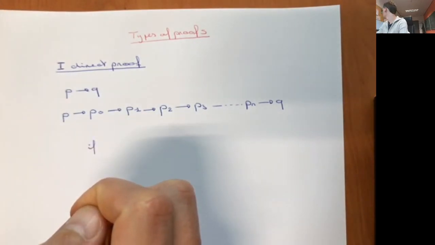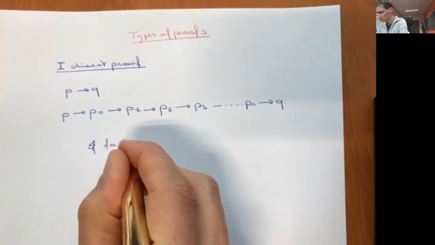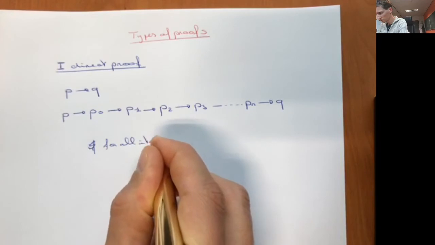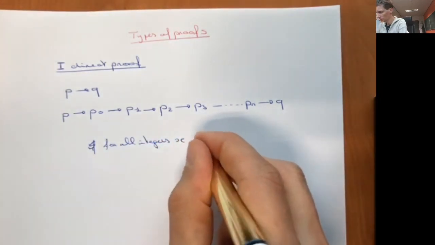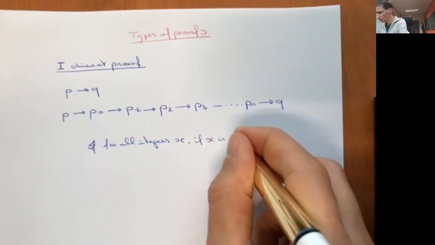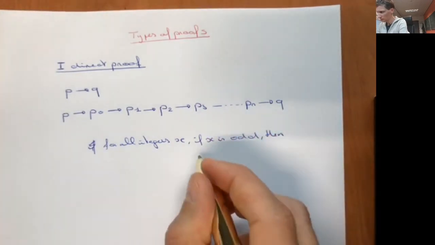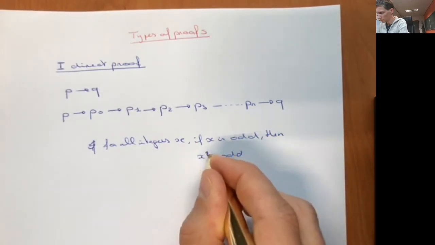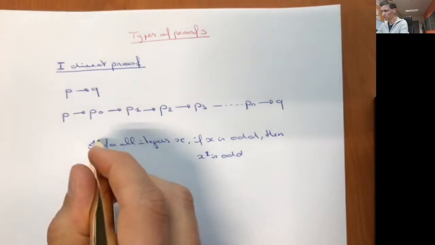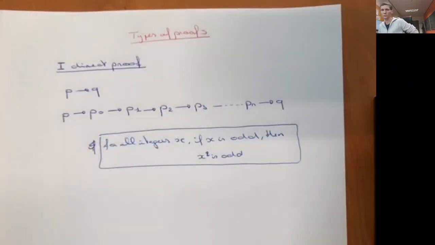If for all integers x, if x is odd, then x squared is odd. Okay, so this is the theorem, a simple theorem, but this is a theorem that we're going to prove.